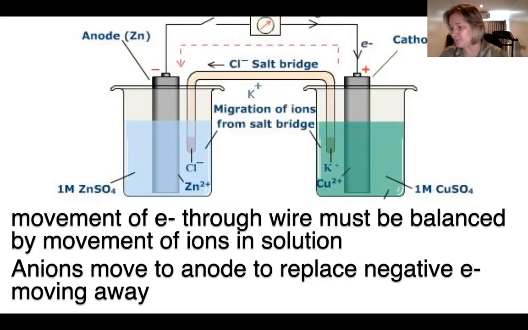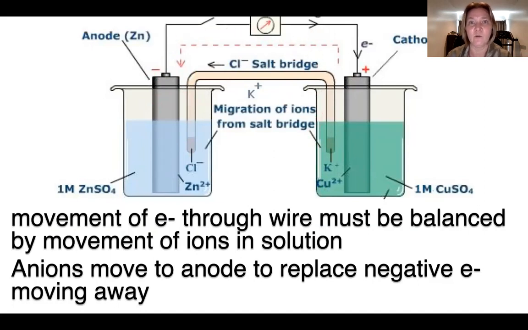So you have movement of electrons from the anode to the cathode, and then you have these negative ions. In this case, it's the chloride, because you've got, where did the chlorine come from? Oh, because it's the salt bridge. So the salt bridge is made of potassium chloride. So you've got potassium and chlorine here, and those ions, the chloride ions, can move to the anode to replace the negative charge that's leaving.